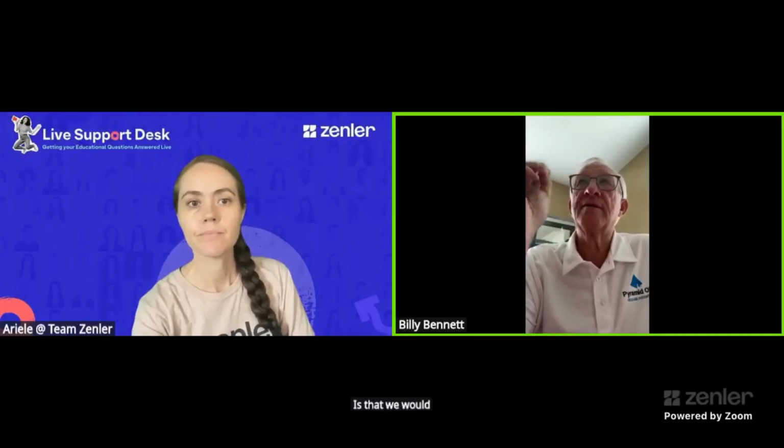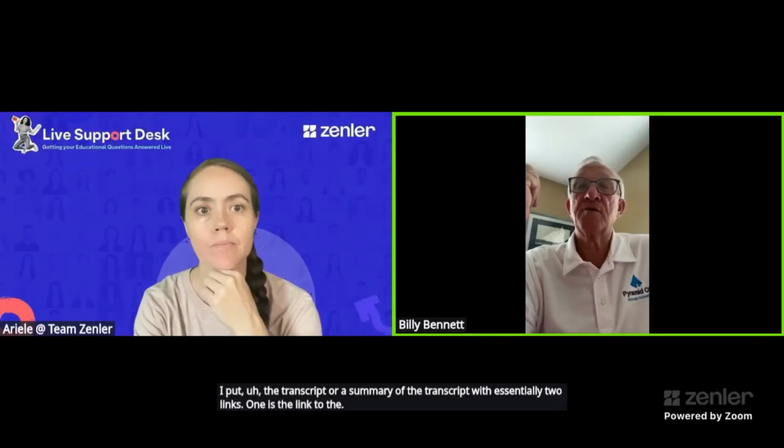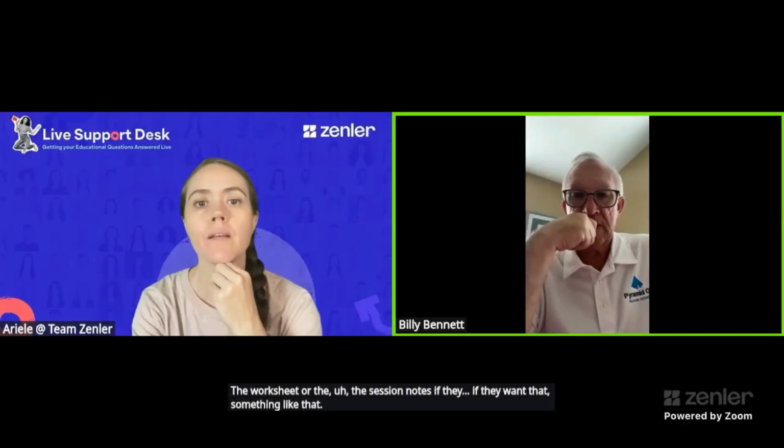Yeah, I'd like to see that, because now I kind of get what you're saying. Conceptually, in new Zenler, I can create the blog, and then when there's a podcast update, I put the transcript or a summary of the transcript with essentially two links. One is the link to the podcast itself, and the other is a link to download the worksheet or the session notes if they want that, something like that. Exactly. Okay, I think I'm getting my head around it.